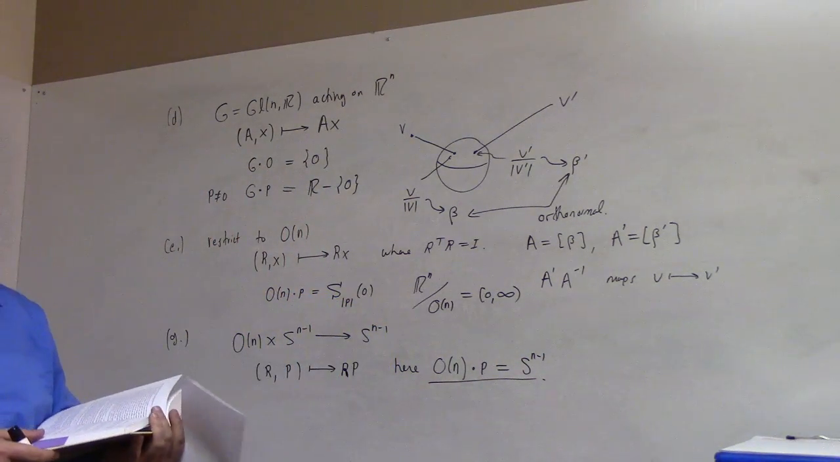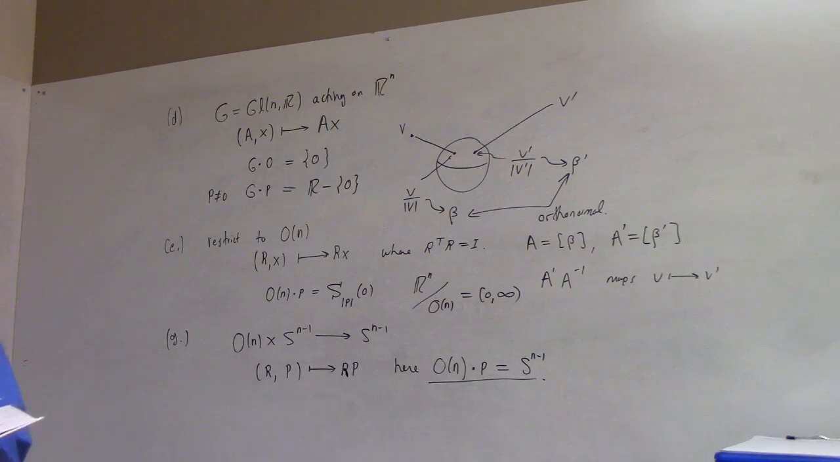The orbit space is a point. There's just one orbit. There you go. That's how we should characterize transitive. There's just one orbit. Okay. All right. There's a little bit more.